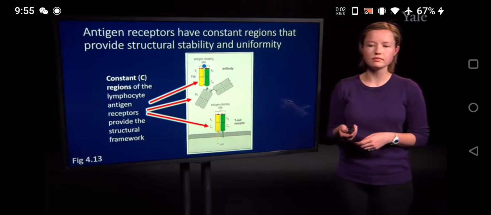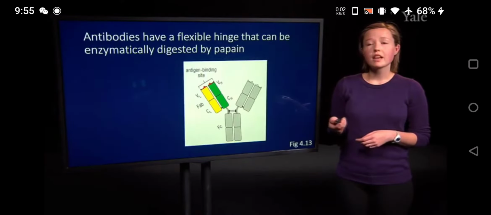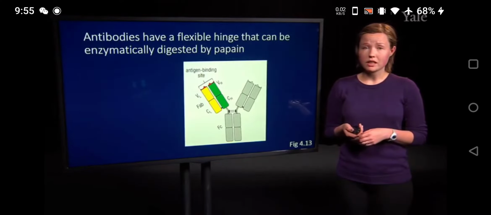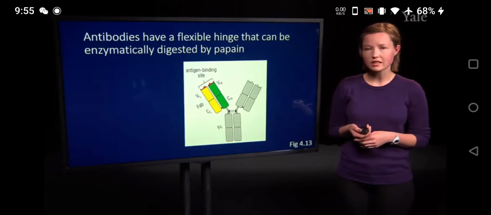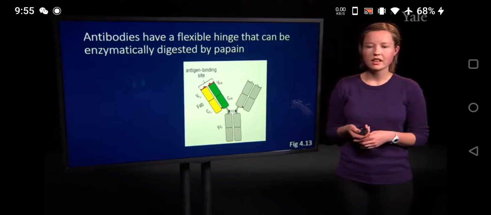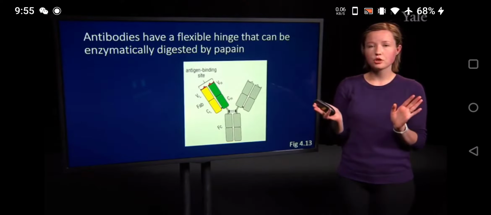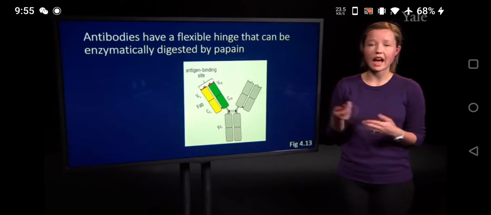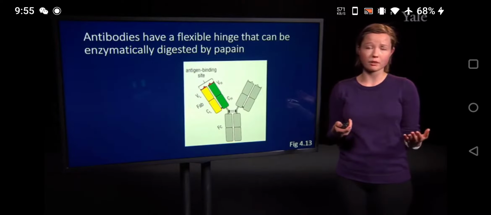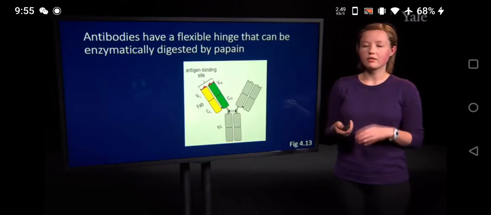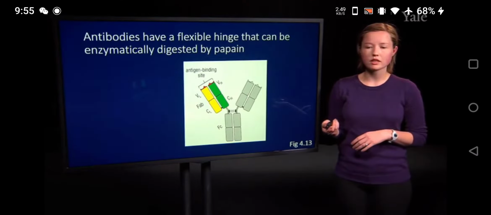Something else that's unique about B cells and B cell receptors that's not present in T cells and T cell receptors is they have these two arms that have the variable regions, whereas the T cell receptor, if you remember from prior pictures, does not have these two arms. And the two arms are connected by this flexible hinge region.